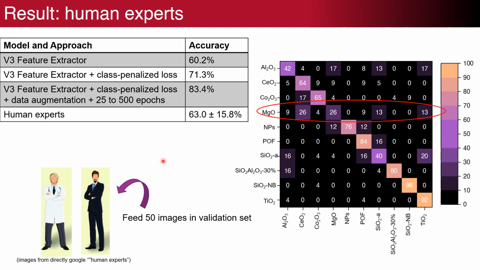Now we are also interested in knowing how our model compares with so-called human experts, who are the PhD students and postdocs in our research group. So we fed them 50 unlabeled images in the validation set, and they are able to achieve up to 63% accuracy. Comparing the confusion matrices, you can see that the classes that tend to be mispredicted by humans also confuse our model the most. However, with a higher accuracy achieved by our model, it means that our model is able to detect features that are hard for humans to detect.